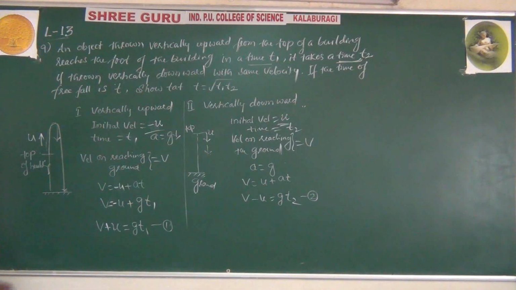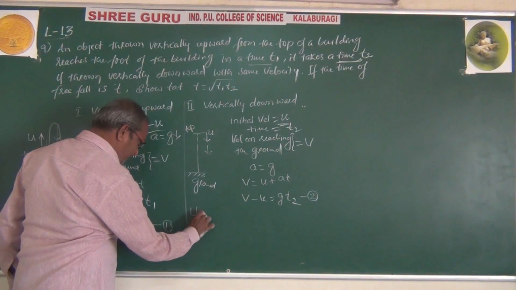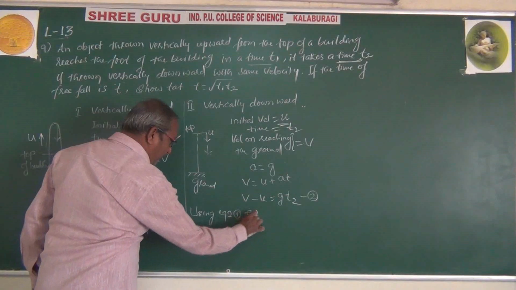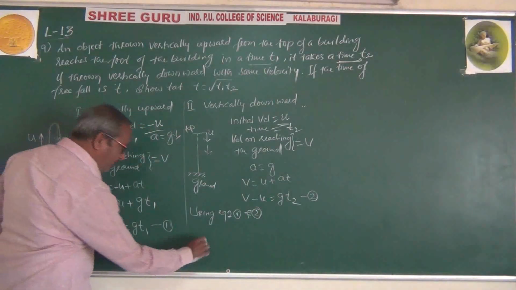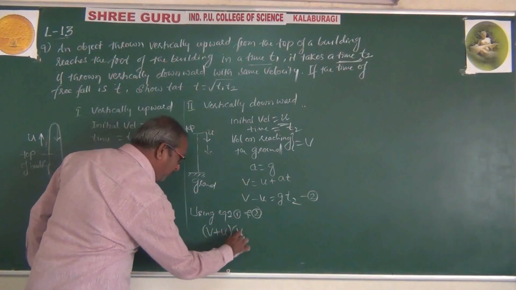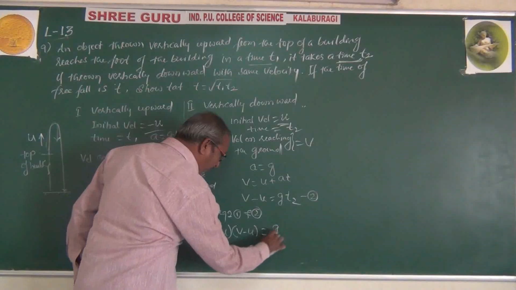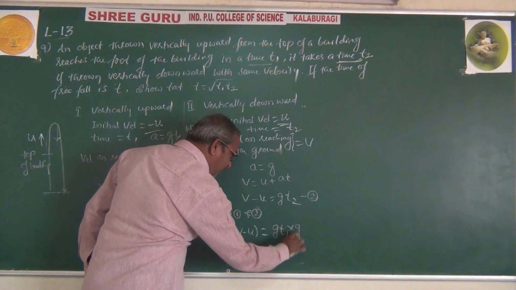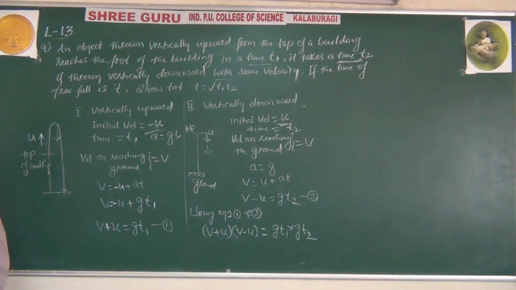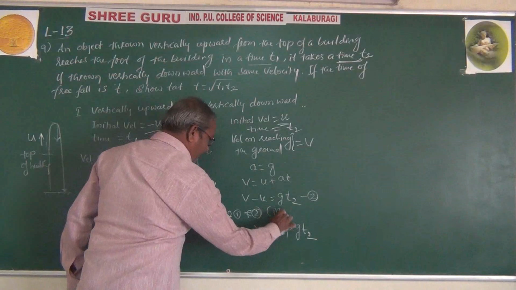So using these two equations, equation 1 and 2, one is v minus u equal to gt1, another is gt2. Using equations 1 and 2, we take the multiplication.